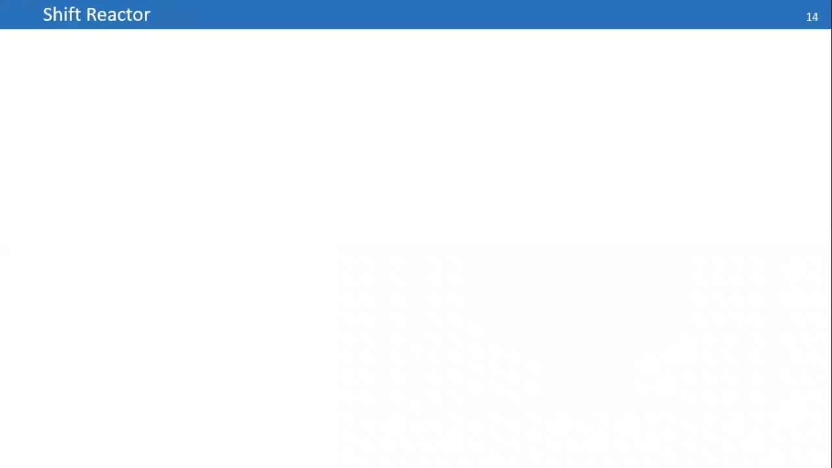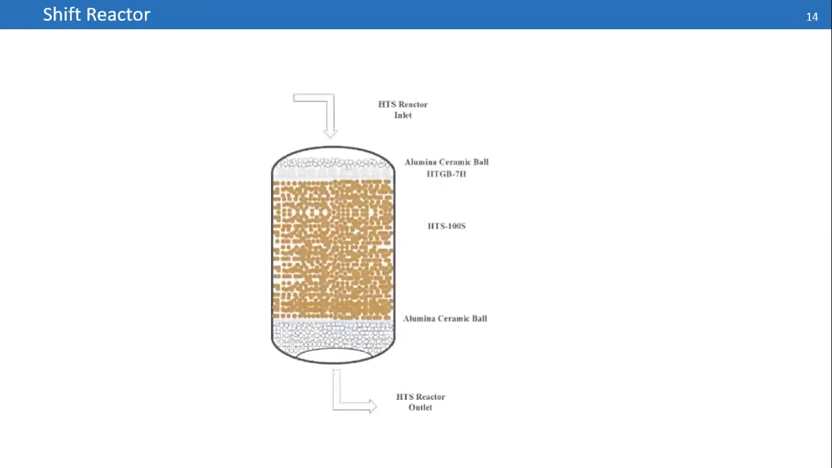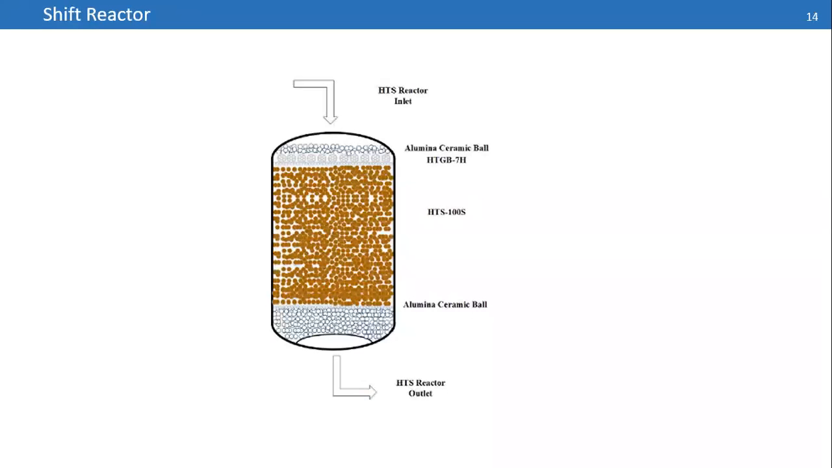Yeah, there is a distributor. Another type of reactor that can be simulated in COMSOL is a shift reactor. It's a high temperature shift reactor.